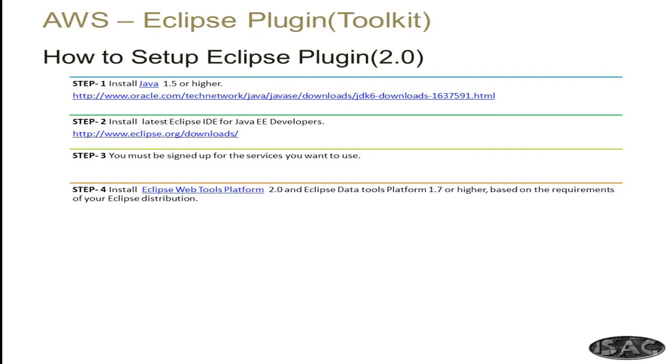And there is another plugin kind of thing called Eclipse Web Tools Platform 2.0 and Eclipse Data Tools Platform 1.7 or higher, based on your requirements of the Eclipse distribution. If you are using Eclipse IDE for Enterprise Edition, you may not need these two, but if you are going to use Eclipse Classic, then you will definitely need both of these to be installed in your system. So that is what it says, that you need to use Eclipse Data Platform 1.7 or this one.